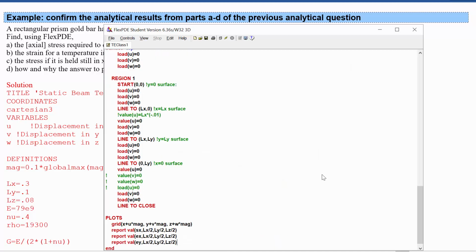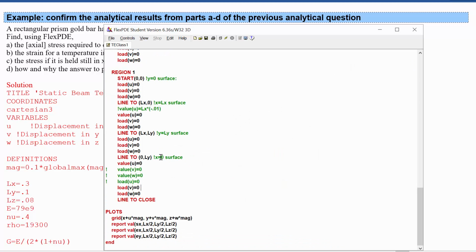Finally, we can see what the stress that would show up would be if we hold it to a value of 0 everywhere.